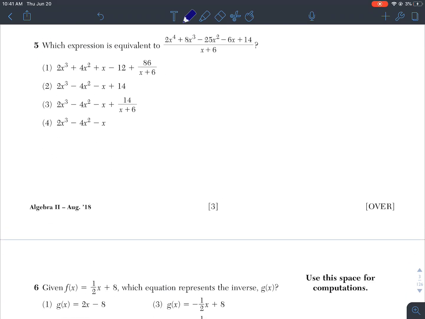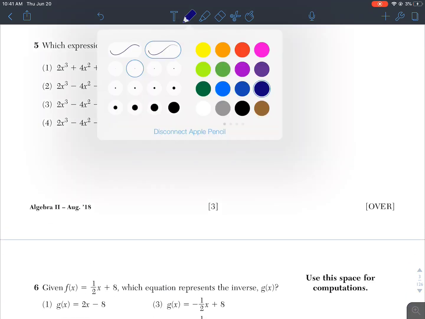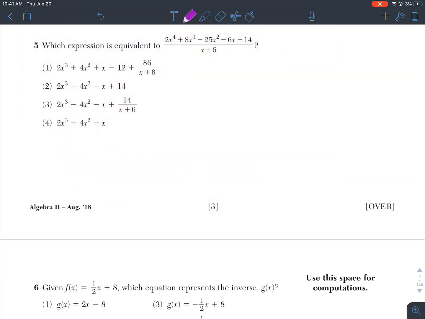Next up, for choice 5, this is the classic polynomial division question. So we have 2x to the 4th plus 8x cubed minus 25x squared minus 6x plus 14 is going to be equal to our quotient. So we multiply by x plus 6 on both sides to find that quotient. And let's see what we get.